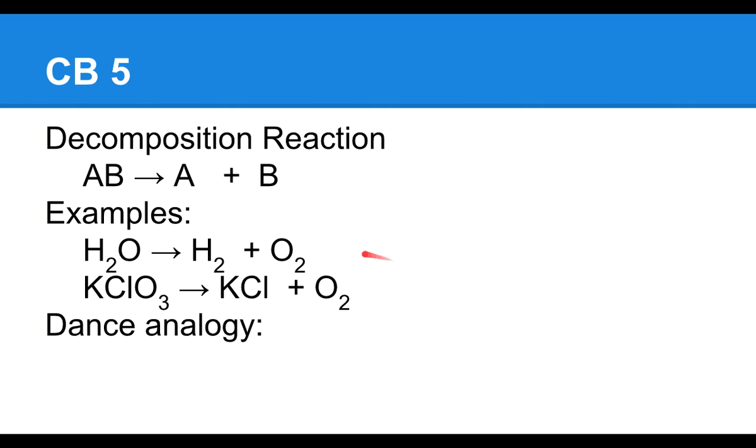So the dance analogy goes like this. A and B go to the dance together. However, they get in an argument, and B gets really mad at A and A gets really mad at B. So B says, forget you, A, and A says, forget you too. And so they split apart into two separate atoms. The key here is to recognize these by the fact that it only starts with one reactant, one compound, and it breaks apart into two or more simpler types of substances.